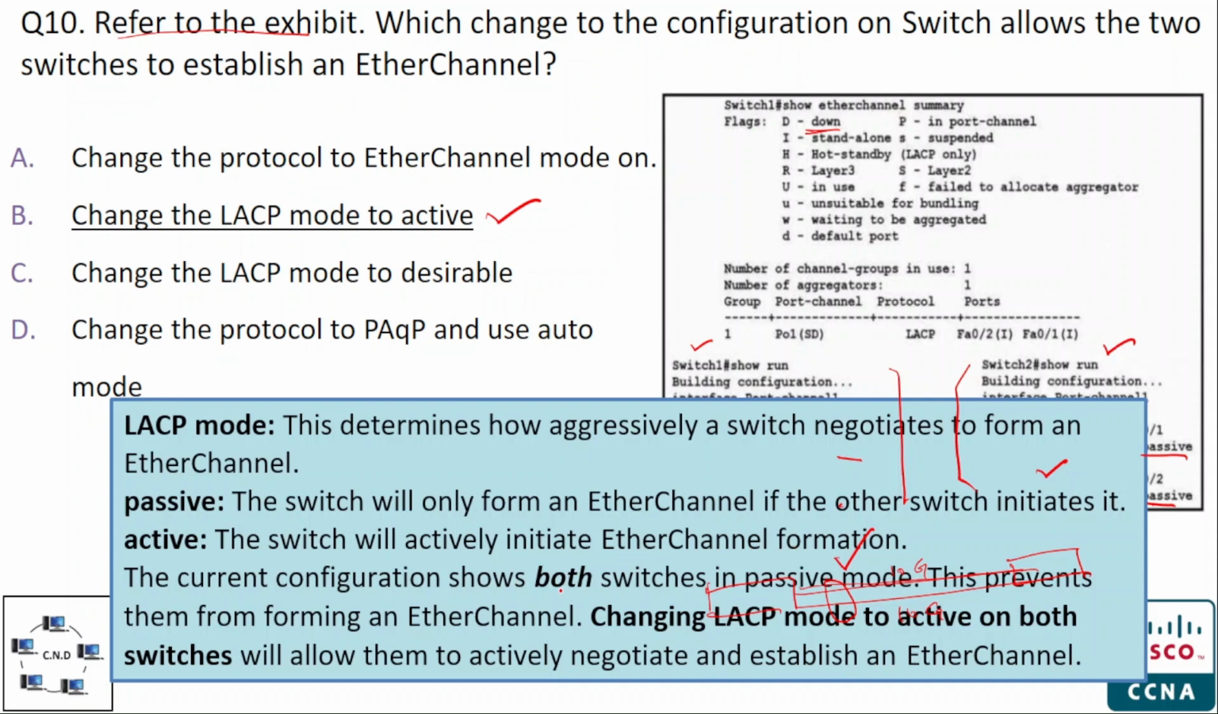The current configuration shows both switches in passive mode. This prevents them from forming an EtherChannel. Changing LACP mode to active on both switches will allow them to actively negotiate and establish an EtherChannel.